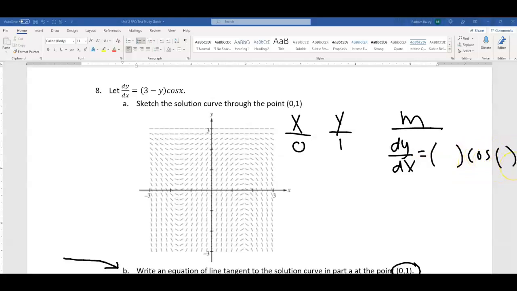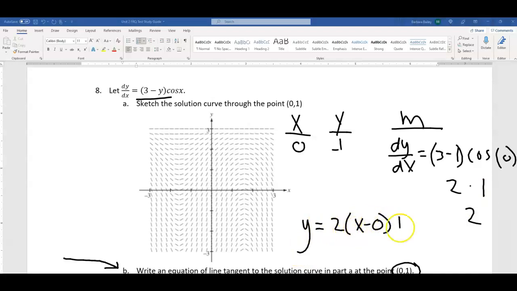So we have 3 minus y, and my y value is 1. And then cosine of x, my x value is 0. 3 minus 1 is 2. Cosine of 0 is 1, and so I end up with 2. So there's my slope, and my tangent line then would be y equals my slope, x minus x1, plus my y value. And there it is.